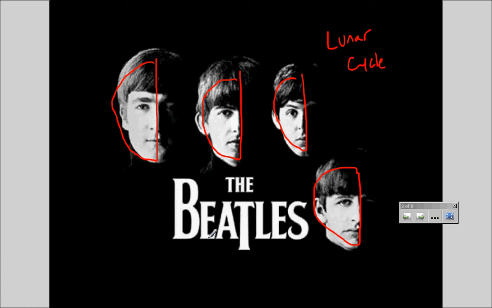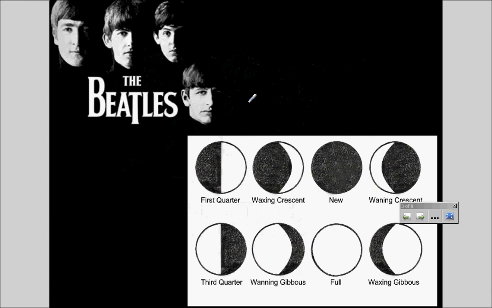Now, if you were the photographer, think about where you would be standing, where the Beatles would be standing, and where the source of light would be. The light would be here on the left, and you as the photographer are taking a picture of their faces. Now, if we connect that to the lunar cycle, which moon phase best represents the picture of the Beatles?